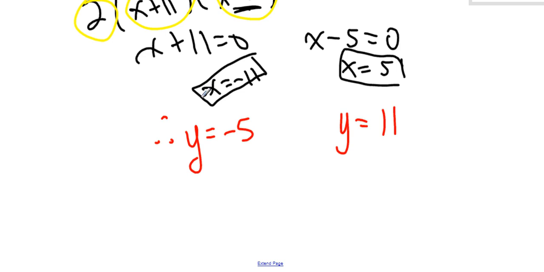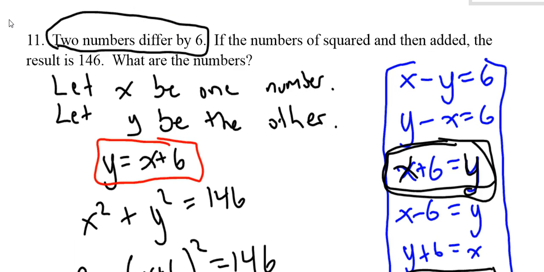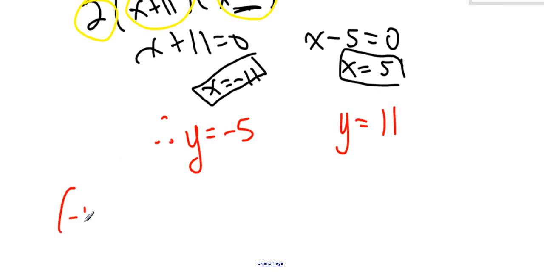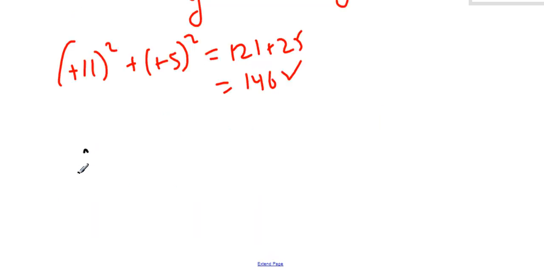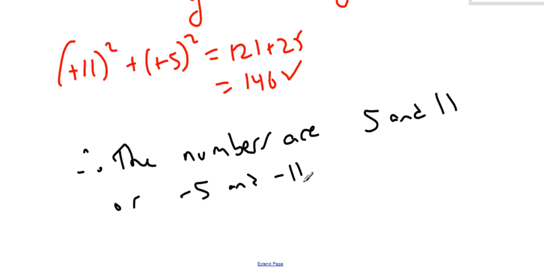Do both of these pairs of answers satisfy the conditions? Well, they both differ by 6. If I square them and add them, do they result in 146? Let's check. Is it true that negative 11 squared plus negative 5 squared equals 146? Yes, that pair of numbers works. If I used positive 5 and positive 11, obviously it would still work. So in fact, there's two answers to this question. The numbers are 5 and 11, or negative 5 and negative 11.